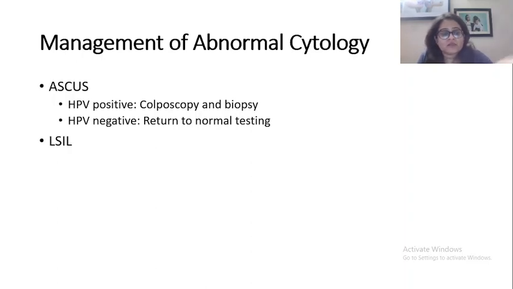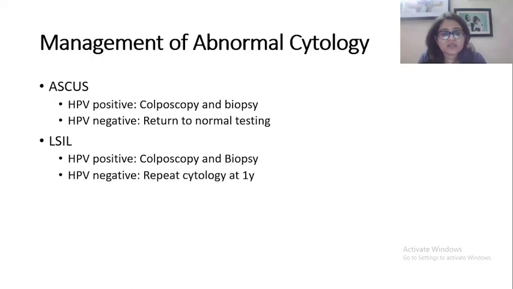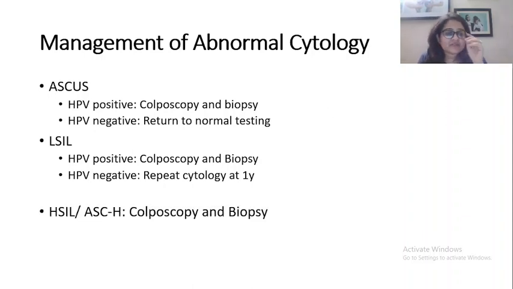Okay. Now, if it is LSIL, that means low-grade squamous intraepithelial lesion. Again, it's relatively mild. So, if she's HPV positive, again, colposcopy and biopsy, same thing. If she's HPV negative, you can return to testing, but repeat the cytology a little earlier at 1 year. Okay. Now, if she's HSIL or ASC-H, then what do you do? You will directly do a colposcopy and biopsy irrespective of the HPV status.